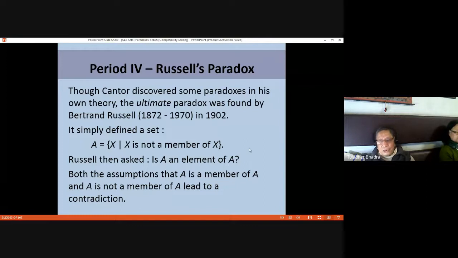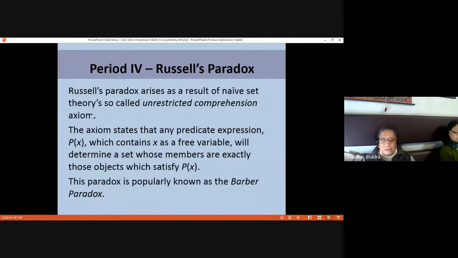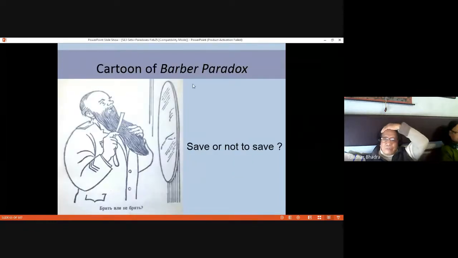So this is known as Russell's paradox, which can be very nicely illustrated by the diagram which will come in the next slide. Russell's paradox arises as a result of naive set theory's so-called unrestricted comprehension axiom. The axiom states that any predicate expression P(x), which contains x as a free variable, will determine a set whose members are exactly those subjects which satisfy P(x). This paradox is popularly known as the Barber paradox. So I have put a picture here. This is a cartoon of the Barber paradox.